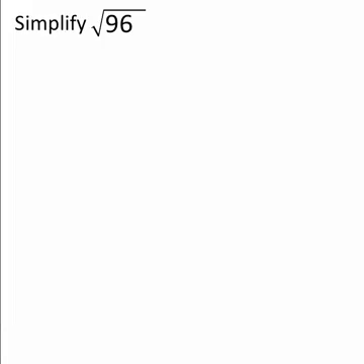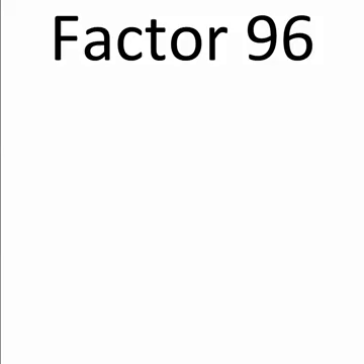To simplify the square root of 96, the first step is to factor 96. We want to factor the thing under the radical, so let's do that. To factor 96, my first step is to create a prime factorization tree.